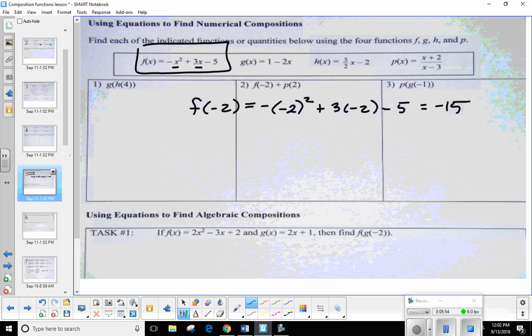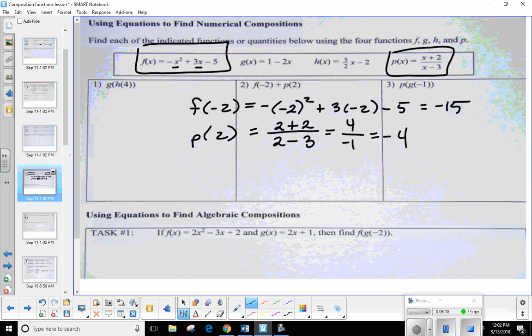Now let's go ahead and take a look at P of 2. So this time I'm going to switch equations. Now we're on function P. Every x I'm going to replace with 2. Okay. So instead of x plus 2, I'm going to say 2 plus 2 over x minus 3, so 2 minus 3. So it looks like I'm going to have a 4 over what? Negative 1. So that's just negative 4.